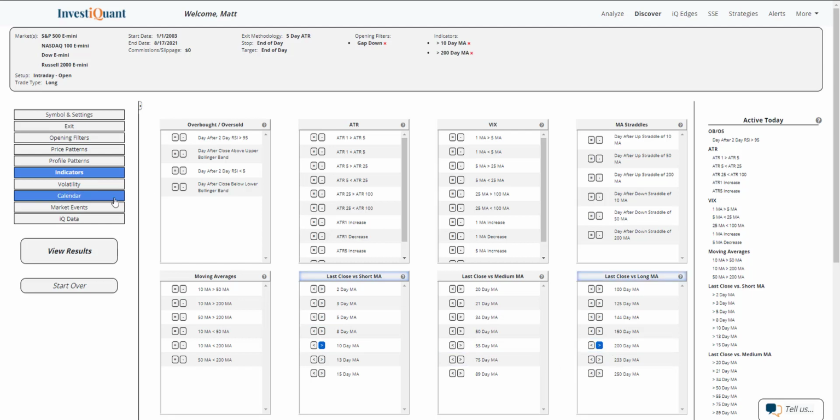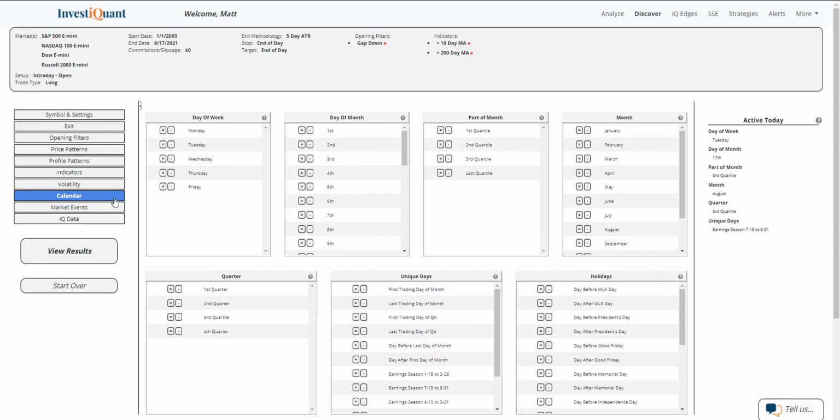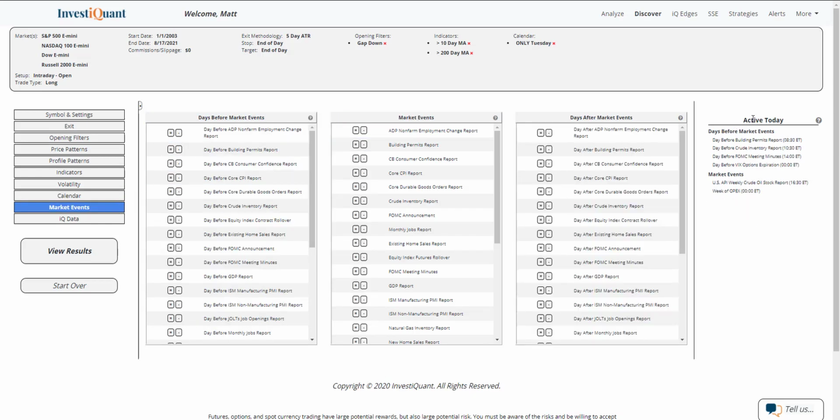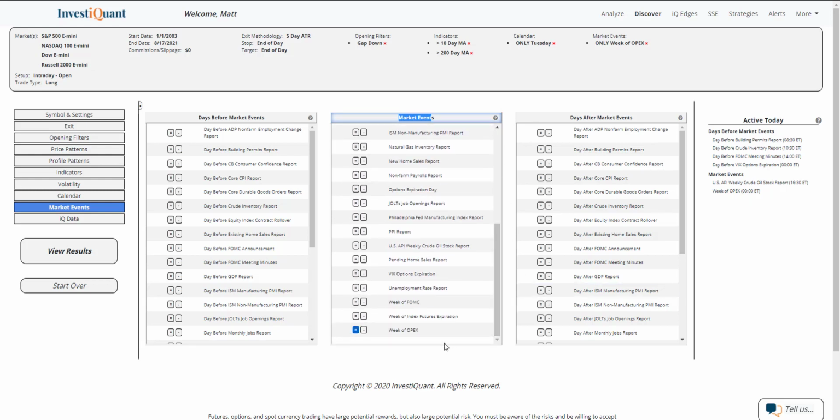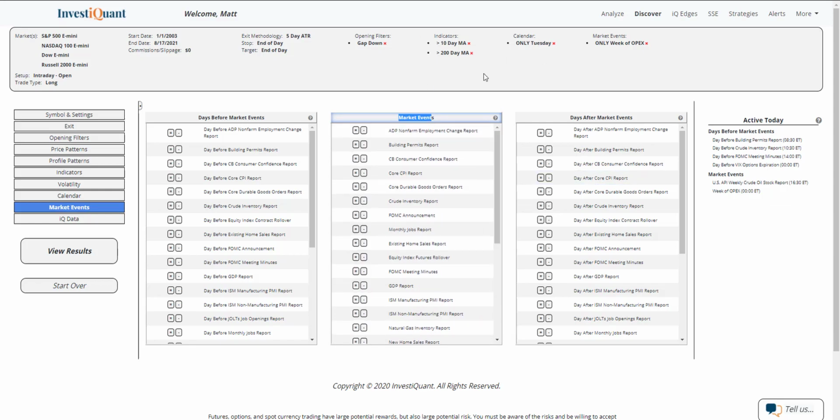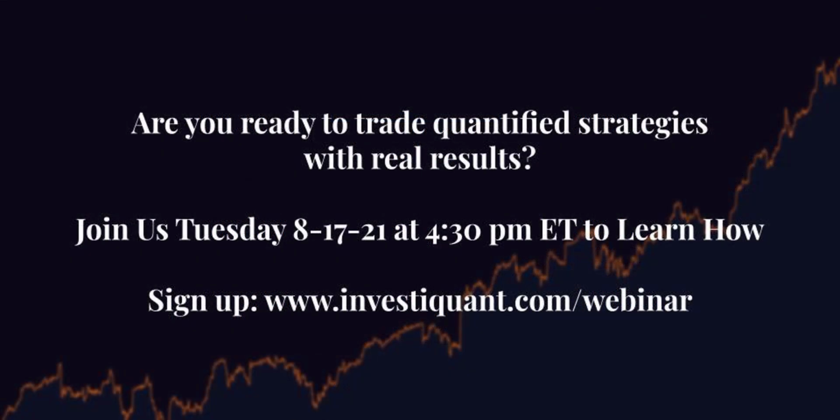And then I'm going to go into the calendar library. I'm going to say that today is Tuesday. So that's here, day of the week. I'm going to hit equals next to Tuesday. And lastly, I'm going to go to the market events section. And from the active today, I'm going to grab this week of OPEX. It's actually down at the very bottom of that list, the very last one. So that's now selected, and this concludes everything that we need for this study. And I can click view results.